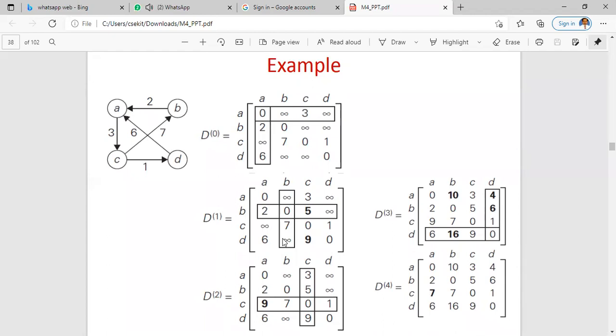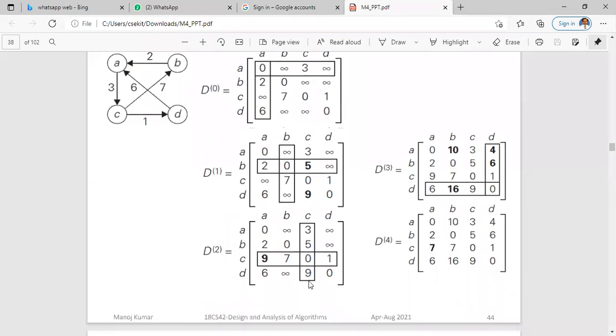Which is the minimum one you are having? You write it as 2, 0 from B to C. From B to C, 2 plus 3 is equal to 5. So 2, 0, 5, infinity. Here it is 2, 0, infinity, infinity, but here it is 2, 0, 5, infinity. Come for the third one. Similarly you write 3, 5, 0, 9, and here it will be 9, 7, 0, 1. So compute for D of 3 and also for D of 4.